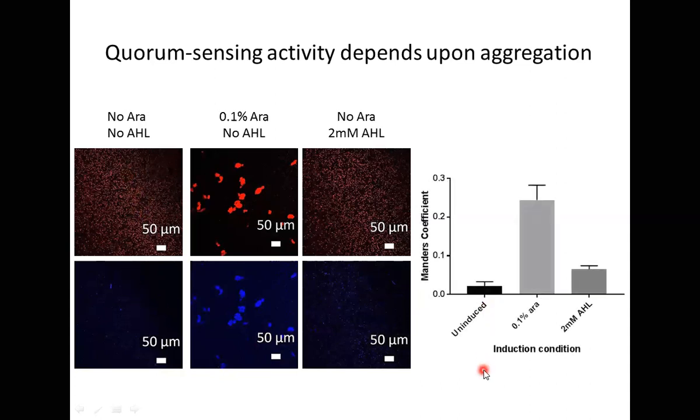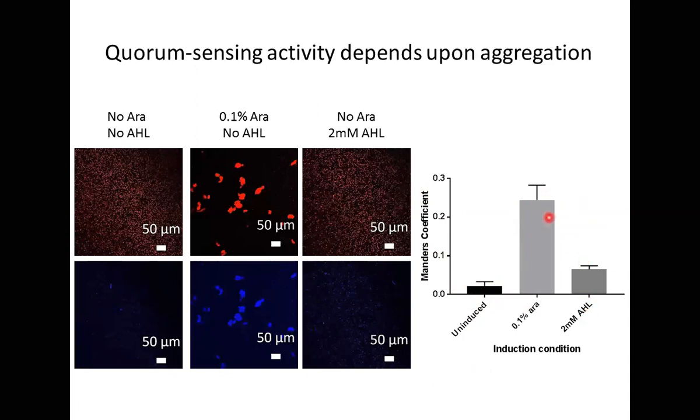We can quantify this by using something known as the Manders coefficient, and that's basically saying what percentage of red pixels in each of these images are also green. So if you see a red and a green pixel on top of each other, that means that there is a cell and that it is quorum sensing. We want this number, of course, to be as high as possible. In the uninduced case, that's again about 2 or 3%. In the induced case, that's about 25%. And in the addition of an external additive, that's about 8% or so.